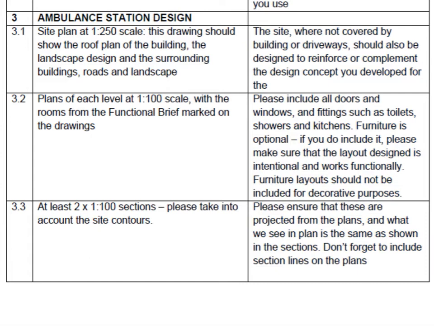Now, quite basic, 3.2, we need plans of each level at 1 to 100. Please put the room name so we can know what is what. And then we also need it to a quite detailed level. So we will need all the doors and windows to be in there, things like toilets and showers and kitchens.